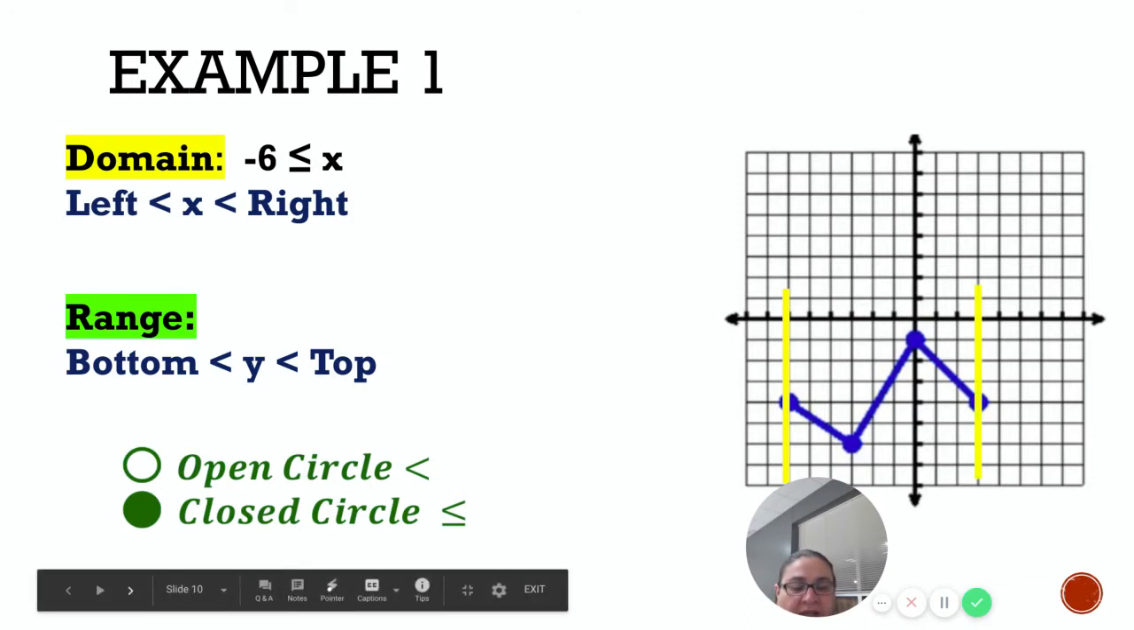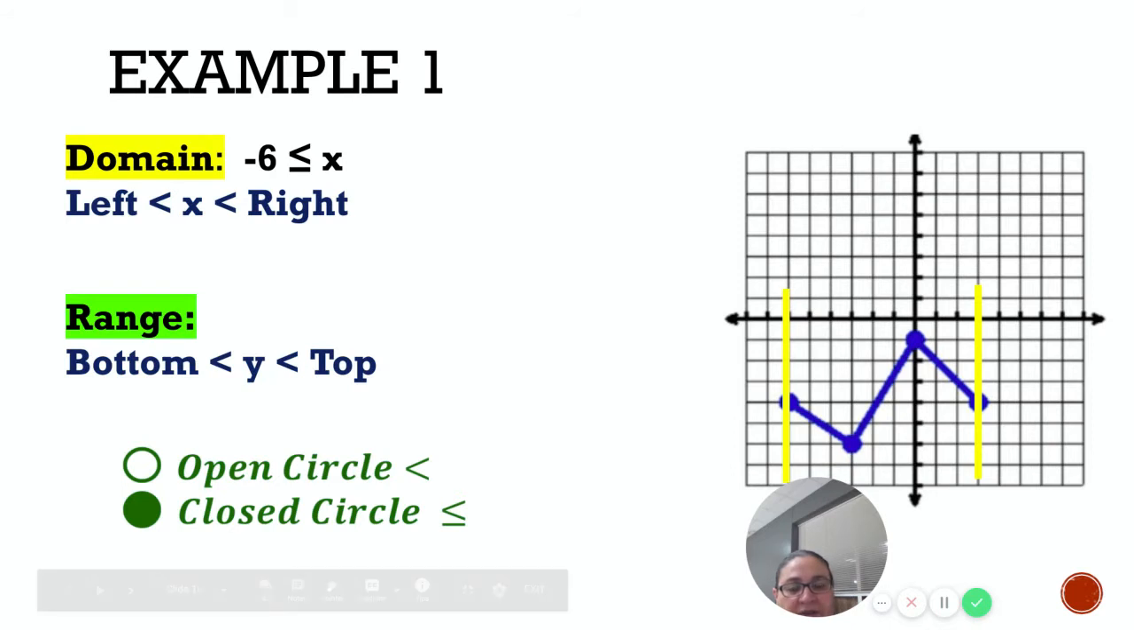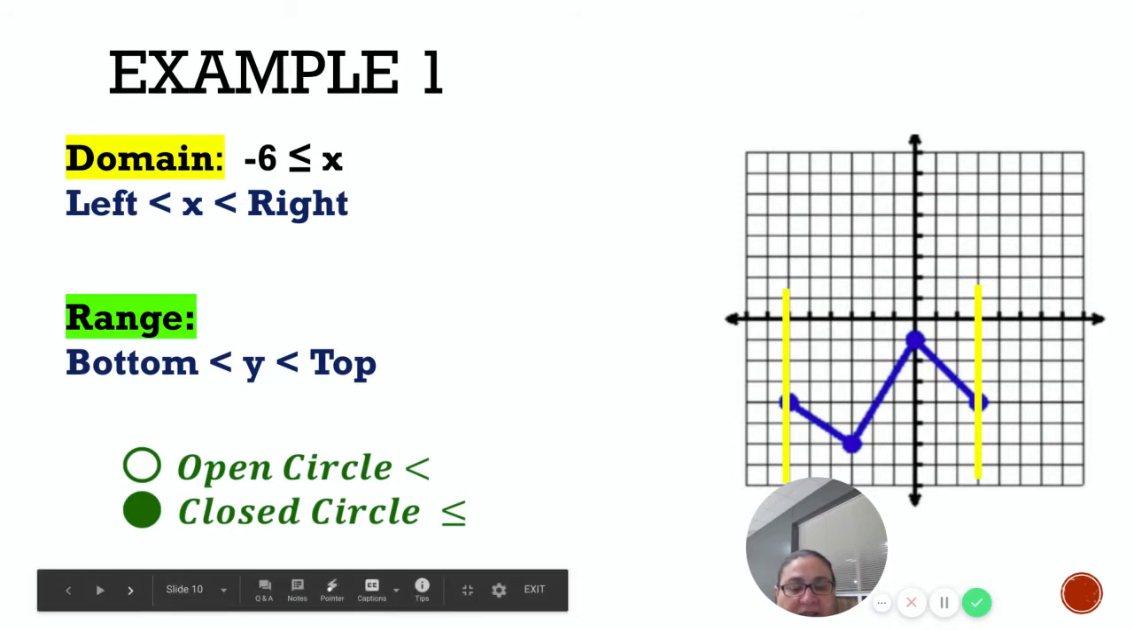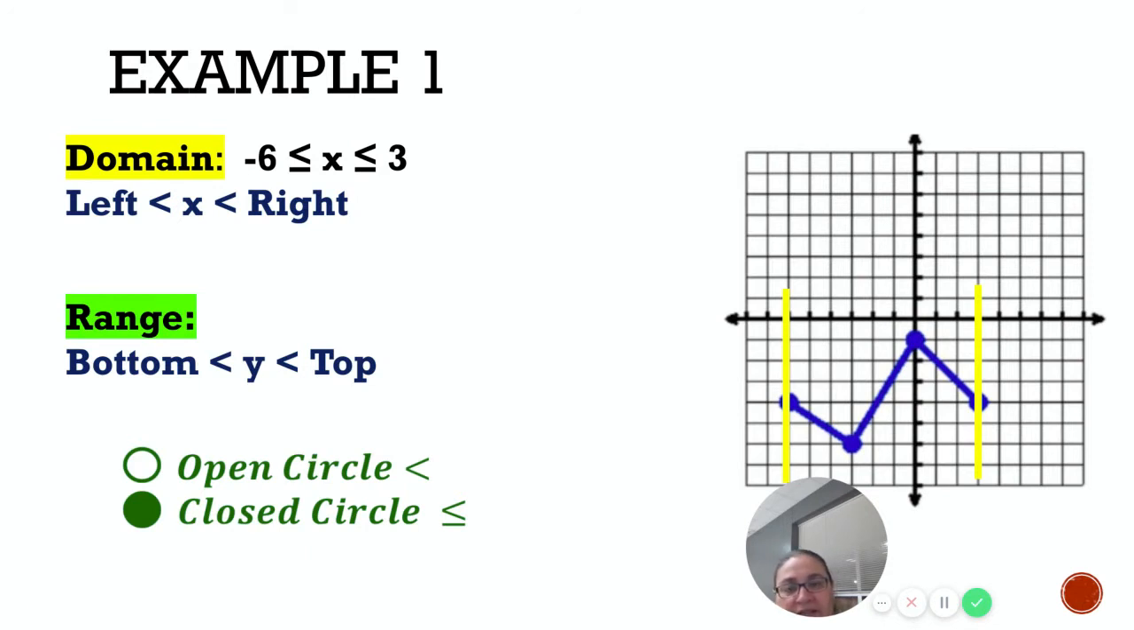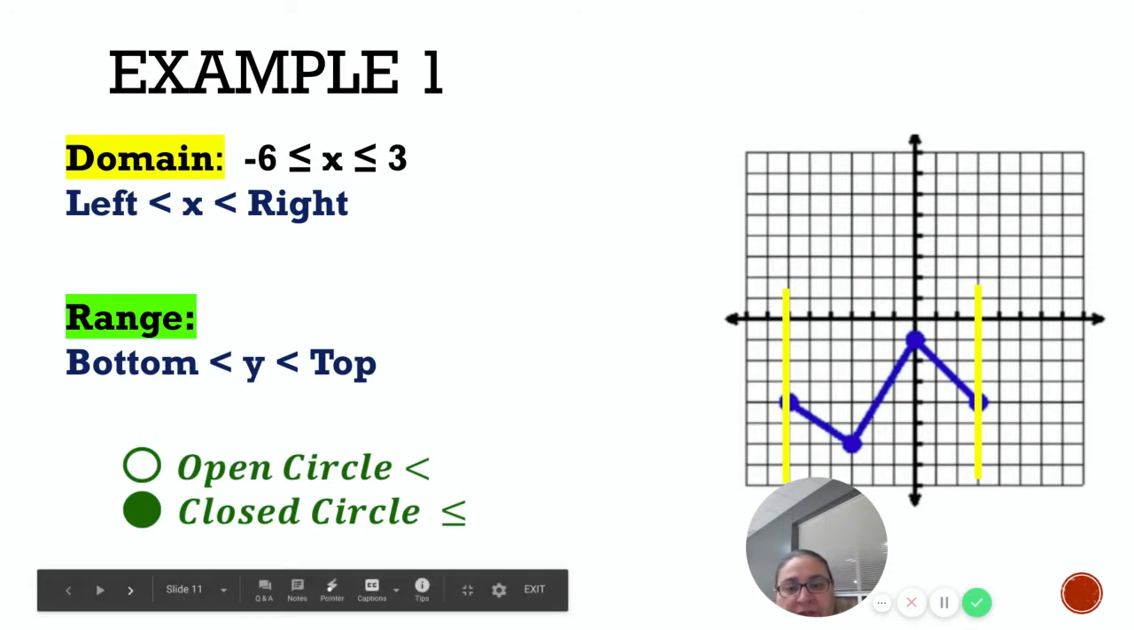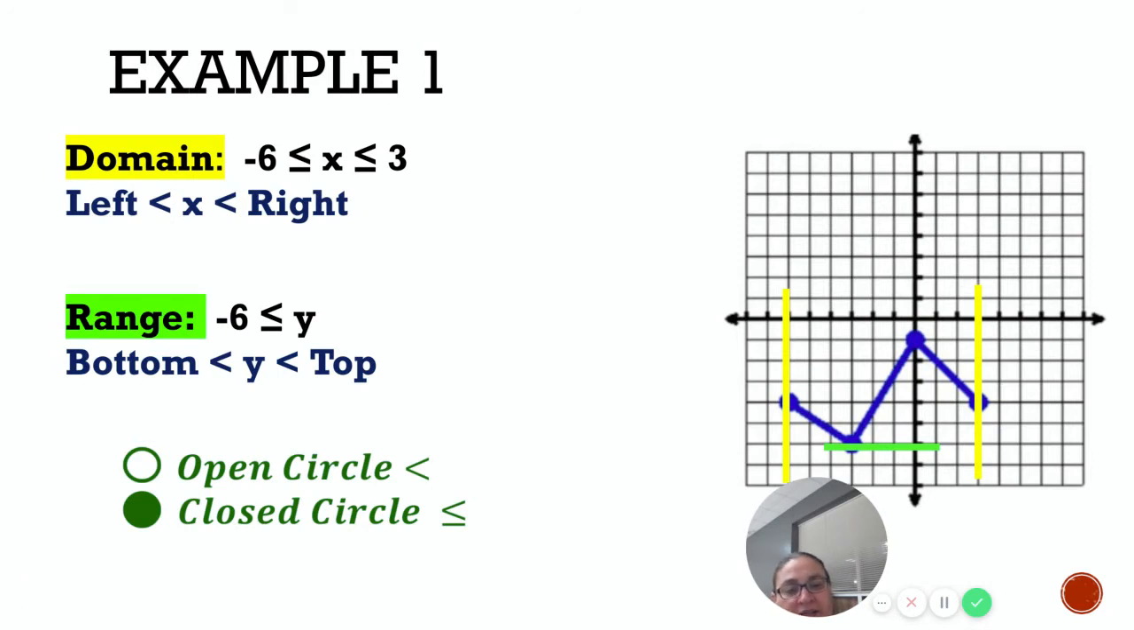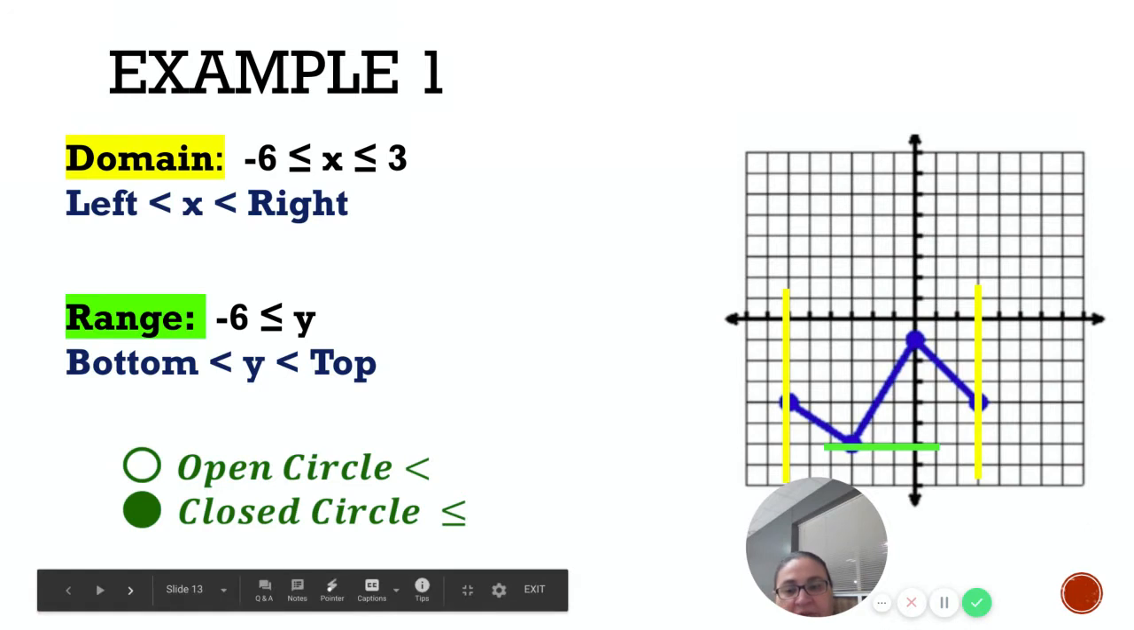Furthest to the right, I see that the furthest to the right on the x-axis that this graph hits is 3. And because there's no open circle, it's less than or equal to 3. Then bottom. The lowest that the graph hits on the y-axis is -6. And because there's no open circle, it's less than or equal to. And I put the variable y since I'm reading the y-axis.